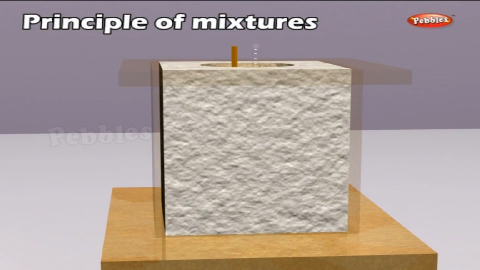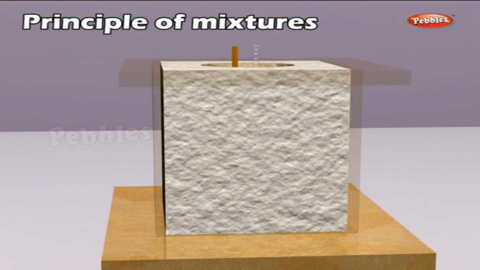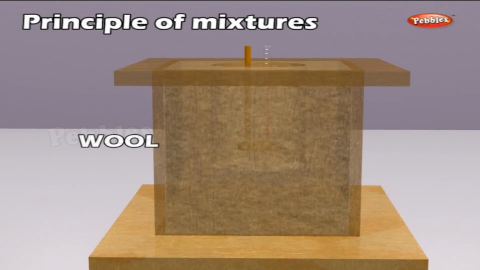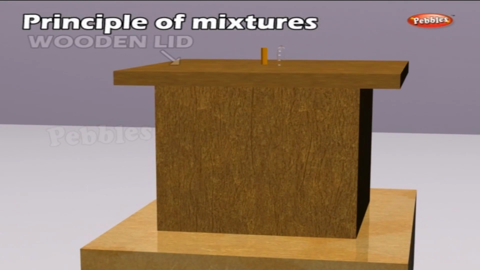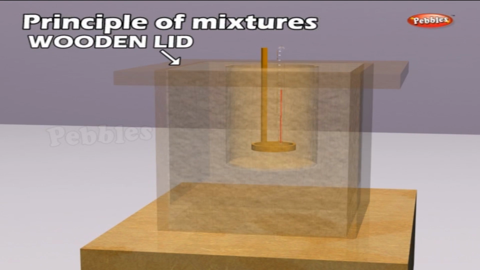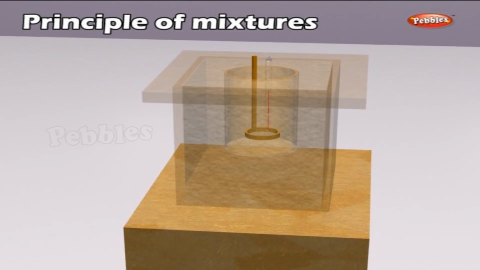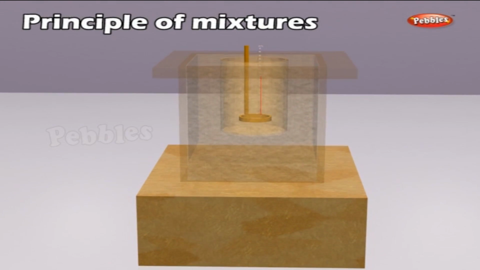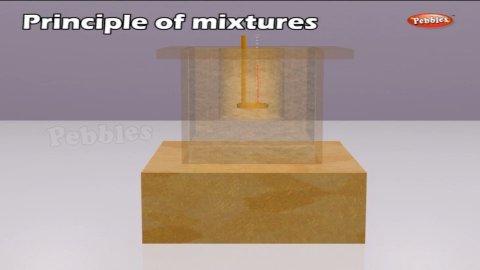It is placed in a wooden box stuffed with wool or cotton to prevent heat loss due to conduction and is closed by a wooden lid. There is a hole in the lid through which a thermometer can be inserted and clamped.